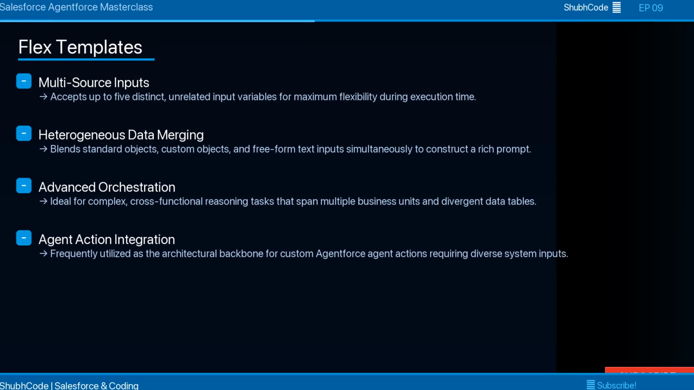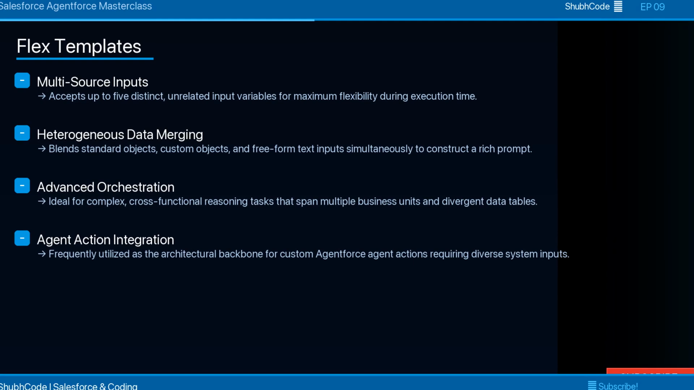Now, contrast that with Flex templates. If Record Summary templates are a focus spotlight, Flex templates are a sweeping floodlight. Flex templates allow you to pass up to 5 completely independent objects or inputs into a single prompt execution. Think of a scenario where you want to generate a competitive battle card. You need data from an opportunity, the related account, a custom competitor record, and maybe even a custom market analysis object. Flex templates give you the architectural freedom to feed all these separate streams into one prompt, orchestrating a highly contextualized, multi-source masterwork.